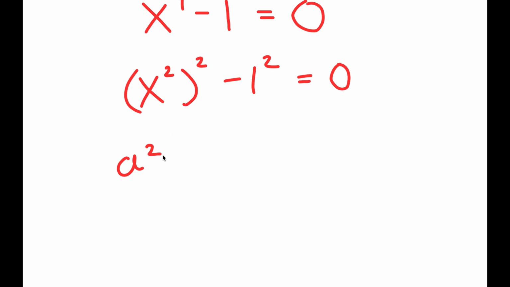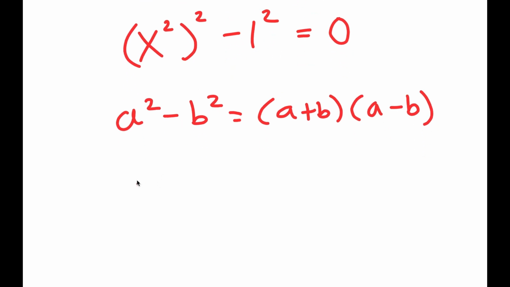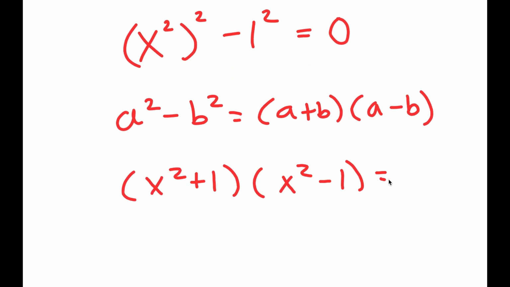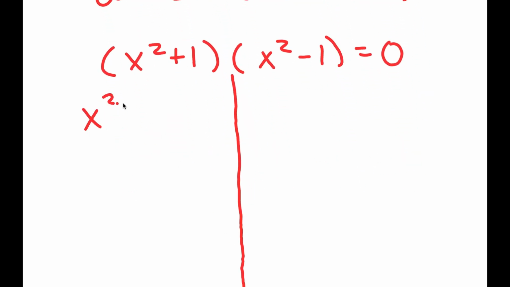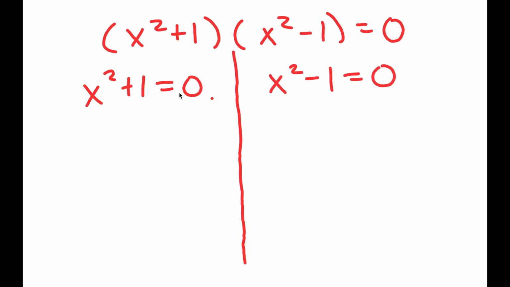So now if I have something in the form a squared minus b squared, this is equal to a plus b times a minus b. So I get x squared plus 1 times x squared minus 1 is equal to 0. And this gives me two equations. I get x squared plus 1 is equal to 0, and x squared minus 1 equals 0.